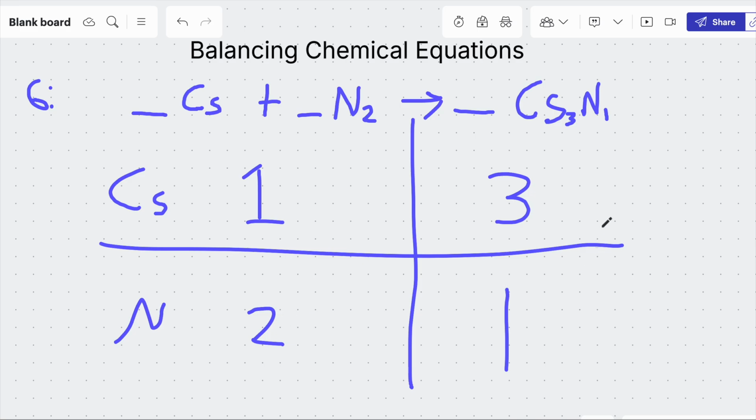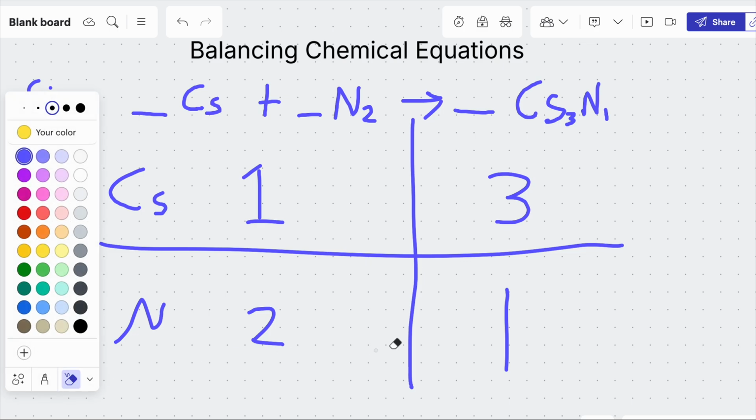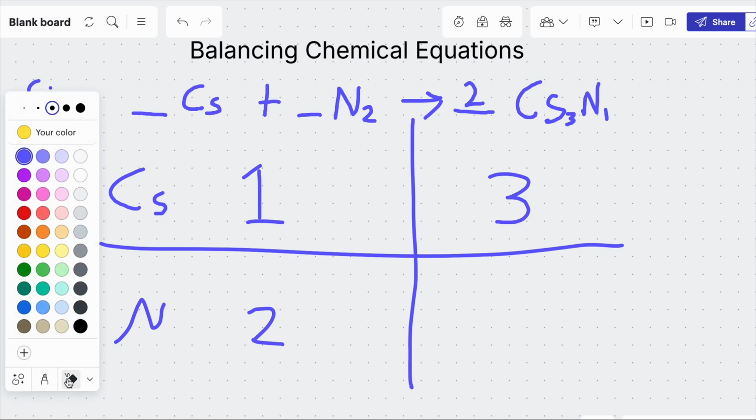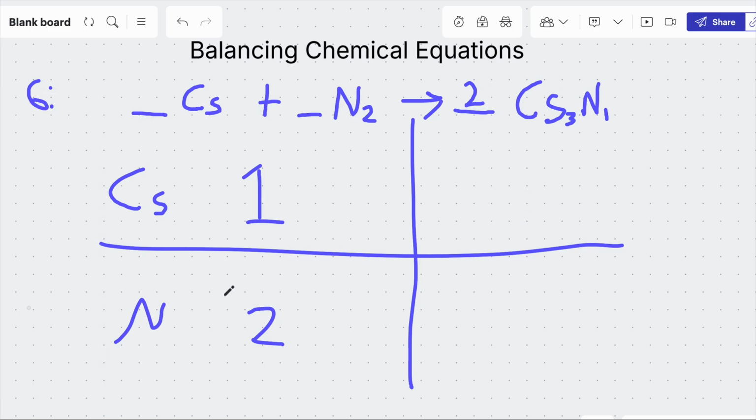So let's see. Our N's are lower on this side. Since there's only one thing we can do to add more N's, we've got to add more of these. Each of these has 1 N. We need 2 in total, so we need to figure out what times 1 will get us to 2. In this case, that would be 2. I need to erase Cs's because we're going to add more of both. But 2 times 1 gets us to 2 N's.